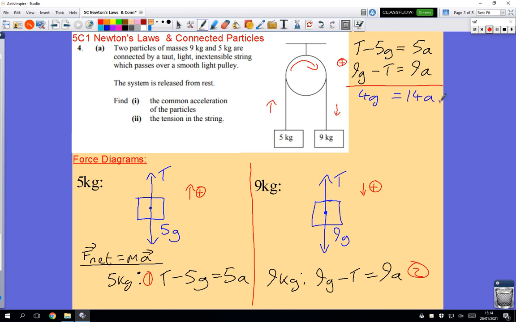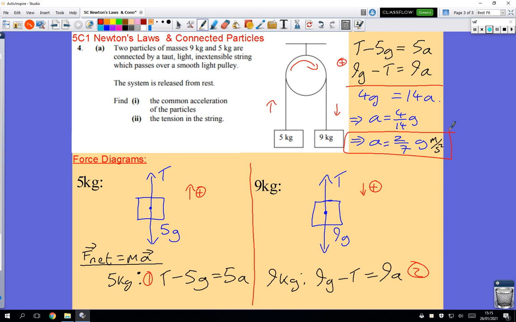And now to solve for a, to find the acceleration of the particles, I just divide on both sides by 14. a is going to be 4 over 14 multiplied by g, and that will simplify to 2/7 of g. Okay, my units, meters per second squared. So that's my acceleration. The acceleration is 2/7 of g meters per second squared.